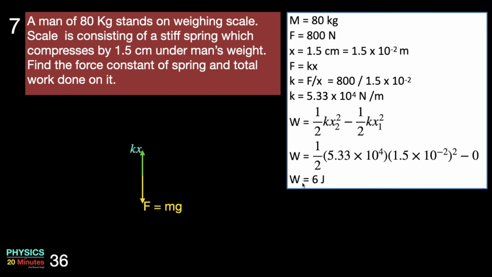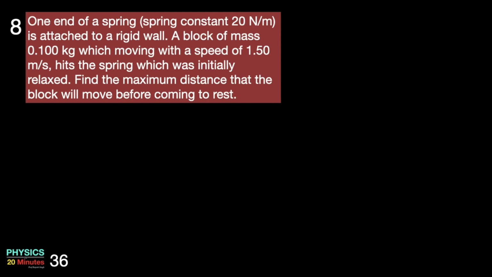Taking the next one: one end of a spring of constant 20 Newton per meter is attached to a rigid wall. A block of mass 0.1 kg, which is moving with a speed of 1.5 meter per second, hits the spring, which was initially relaxed. Find the maximum distance that the block will move before coming to rest.